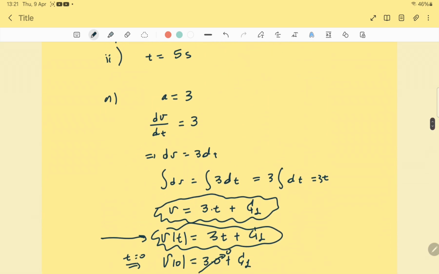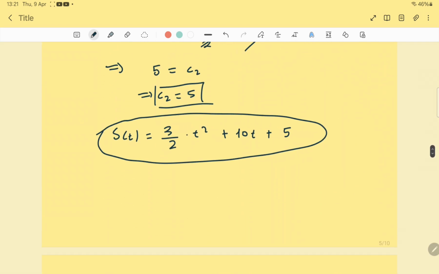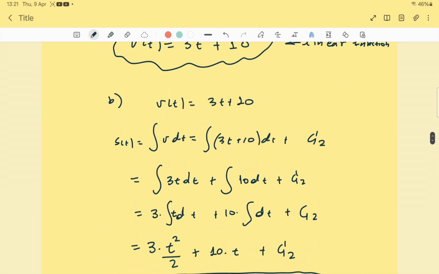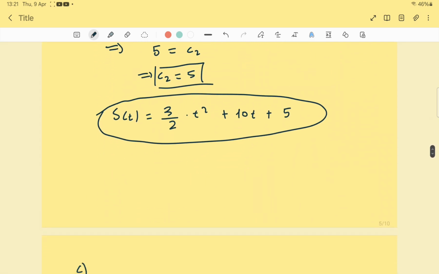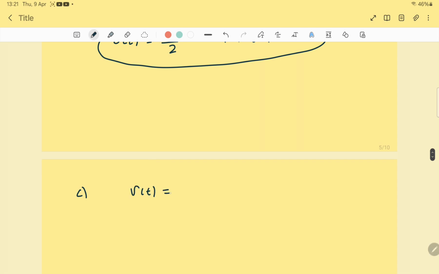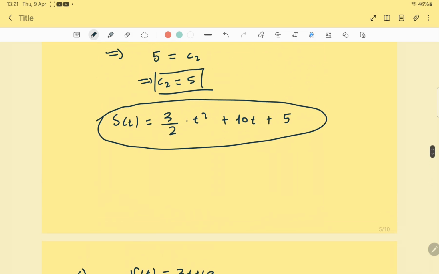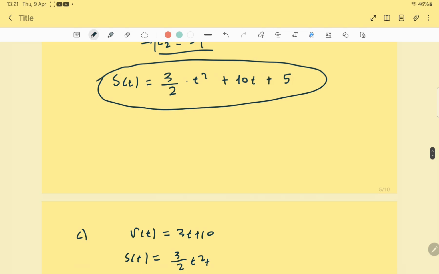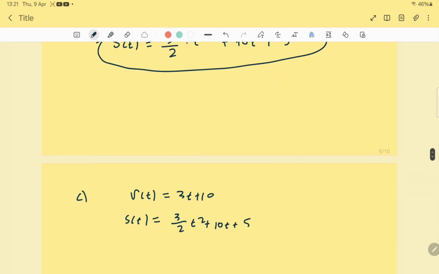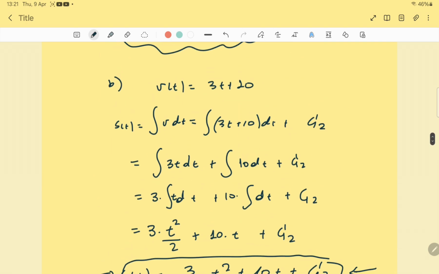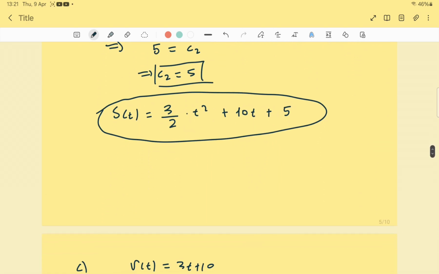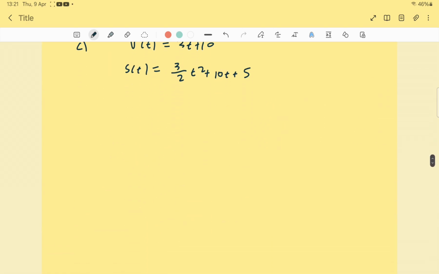Now let's do part C of this problem. Let me rewrite the functions. V of t equals 3t plus 10, and s of t is 3/2 t squared plus 10t plus 5, and I want to evaluate these functions for t equals 2 seconds and t equals 5 seconds.